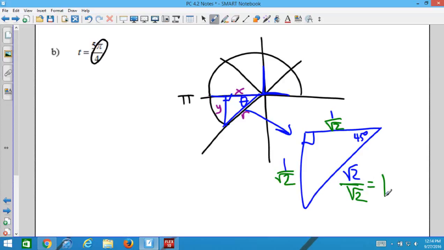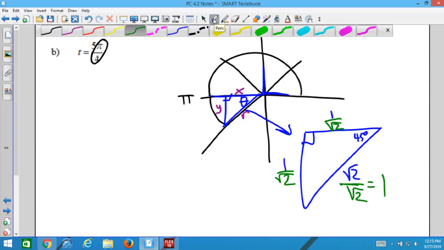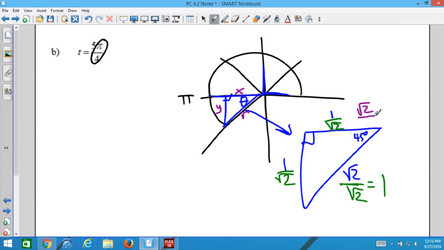And then from there, I'm going to rationalize. I'm just going to change the color so you'll have the answer in a different color. This is going to be square root of 2 over 2. And then this one will also be square root of 2 over 2.